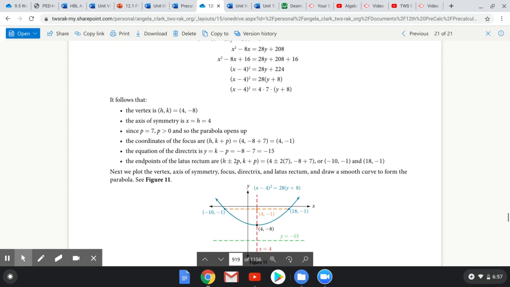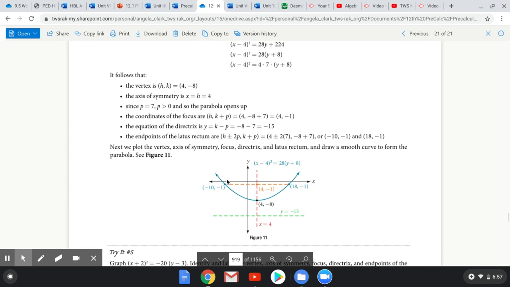And then if you went ahead and graphed that, it would look like this. So you have your vertex at (4, negative 8), and p is 7. So you go up 7 to negative 1. That's your focus. Down 7 to negative 15. And here is your directrix.